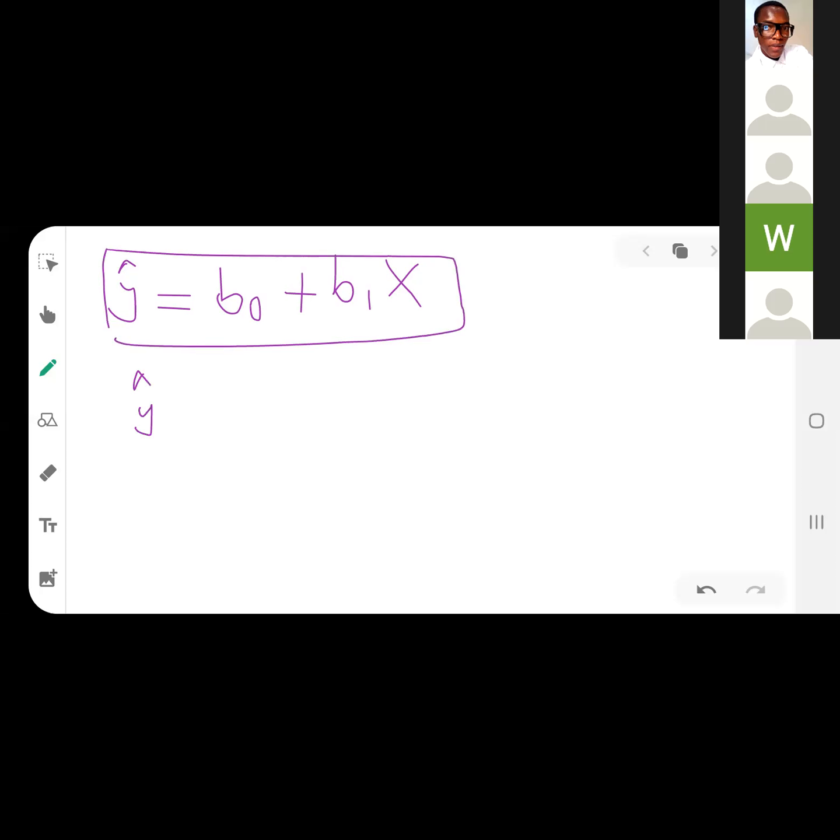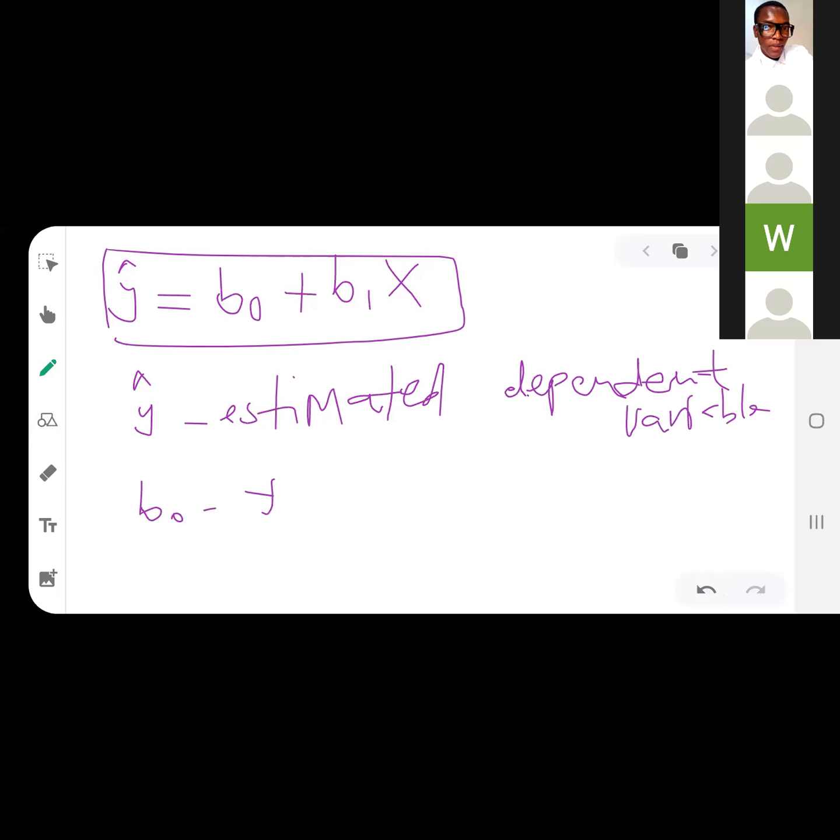where y hat represents the estimated dependent variable, and your B naught is the y-intercept, and your B1 is the slope, and your X is the independent variable.